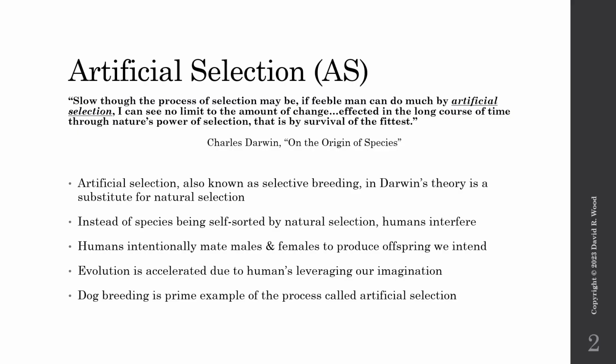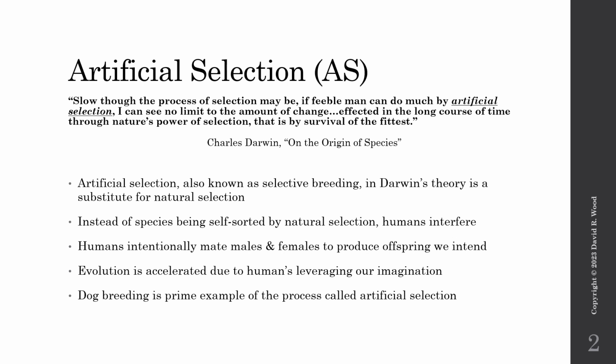Artificial Selection, AS. Quote, "Slow though the process of selection may be, if feeble man can do much by artificial selection, I can see no limit to the amount of change effected in a long course of time through nature's power of selection, that is, by the survival of the fittest." End quote. Charles Darwin, On the Origin of Species.